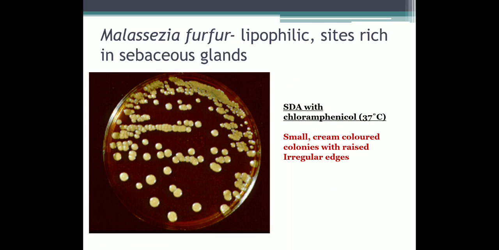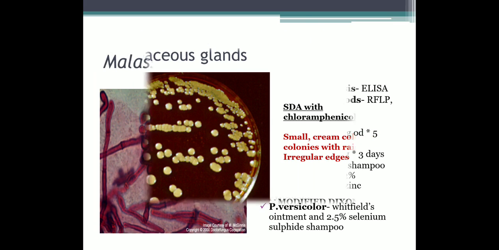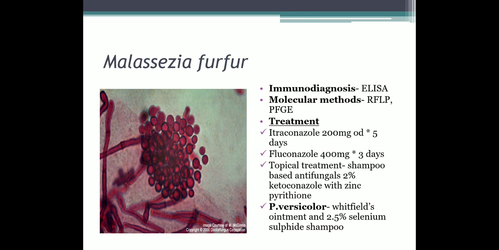Culture can be done by inoculating the specimen on Sabouraud's dextrose agar with chloramphenicol, and at 37 degrees Celsius we generally see small cream colored yellow colonies with raised irregular edges. The special medium used for culturing Malassezia is modified Dixon agar. Apart from culture, we can also diagnose Malassezia infection by detecting antibodies, as well as by molecular methods.